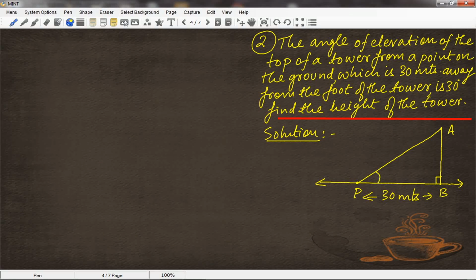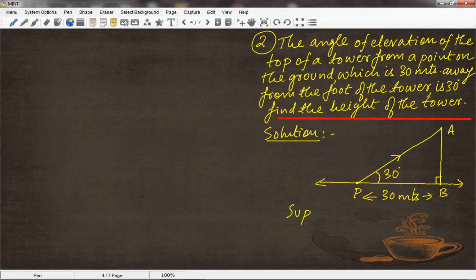And what is the angle formed? 30 degrees. Again the arrow will be pointing upwards because this is the angle of elevation. तो इसमें आपको AB निकालना है, height of the tower, that is AB. Okay, so the diagram has been made. The next thing is to explain the diagram.